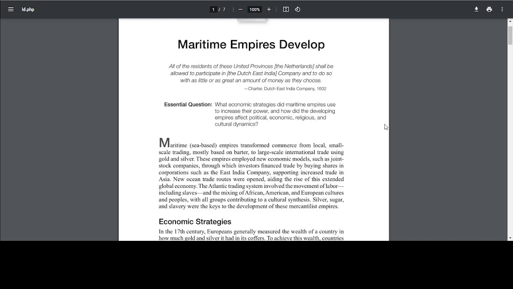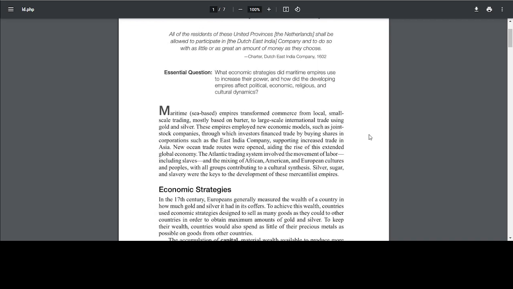Essential question: What economic strategies did maritime empires use to increase their power, and how did the developing empires affect political, economic, religious, and cultural dynamics? Maritime, sea-based empires transform commerce from local, small-scale trading, mostly based on barter, to large-scale international trade using gold and silver. These empires employed new economic models, such as joint stock companies, through which investors finance trade by buying shares in corporations such as the East India Company, supporting increased trade in Asia.